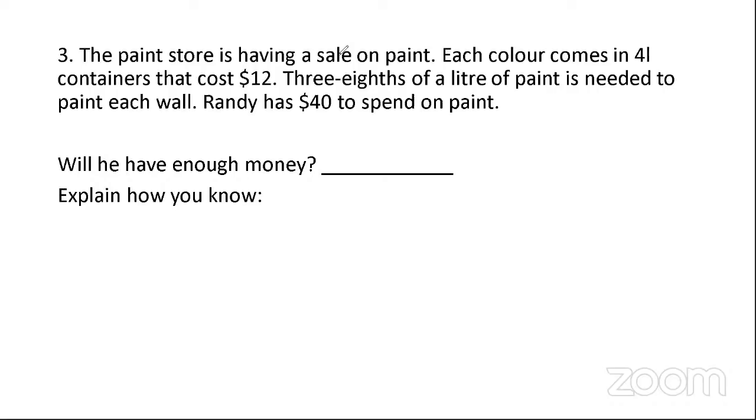All right, Michael Johnson says 12 times 3 equals 36. So 40 take away 36 equals $4 change. So yes, he would have enough and we'll get back change. JR's World saying yes, because 3 times 12 is 36. So he will have enough change. All right.